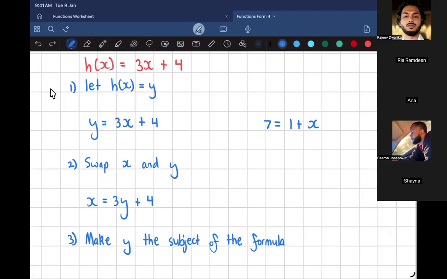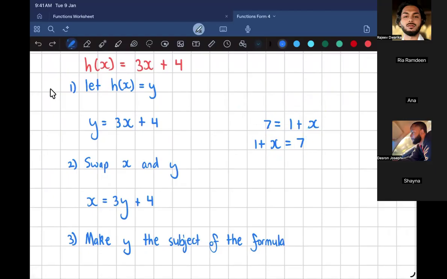Now, Ria, if you want to find for something, do you write it on the left-hand side or the right-hand side? Left-hand. So what I am allowed to do is flip the equation. I could write this as 1 plus x is equal to 7. That's still true. Which one looks easier to solve? 1 or 2? 2.